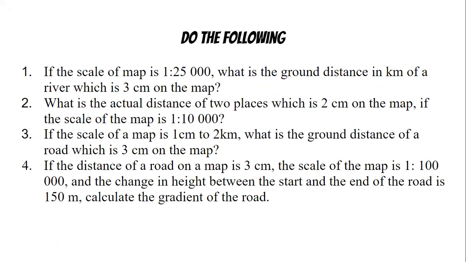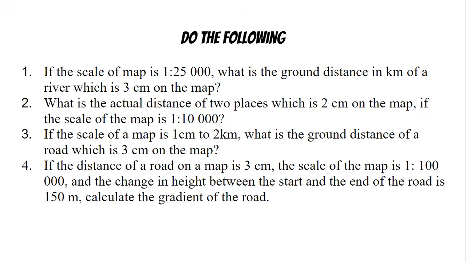The first one says, if the scale of the map is 1 to 25,000, what is the ground distance in kilometers of a river which is 3 centimeters on the map? Again, you would multiply 3 by 25,000. Whatever you get at the end, you would first have that answer in centimeters, then you would convert it to kilometers.